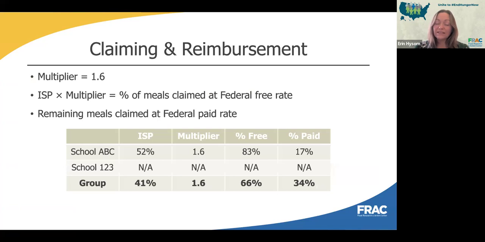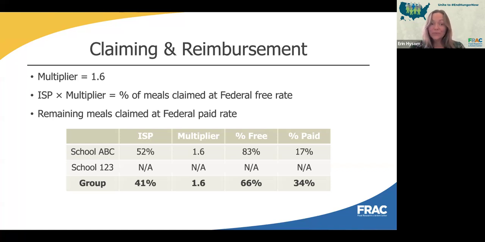So the identified student percentage is important for two reasons. One, it determines whether or not a school, group of schools, or districts are eligible to participate in CEP. And two, it is directly tied to federal reimbursement. CEP schools are reimbursed based on their identified student percentage. So the higher the ISP, the higher the poverty within a school, the more federal reimbursement that school receives. The lower the ISP, the less poverty within a school, the less federal reimbursement a CEP school receives. All of this is based on the ISP times a multiplier of 1.6.